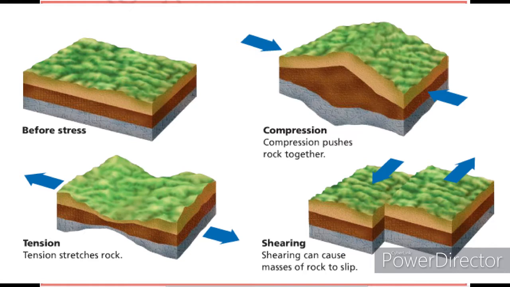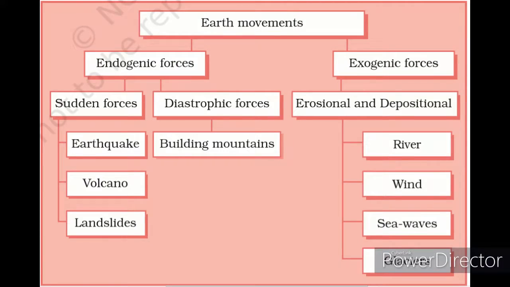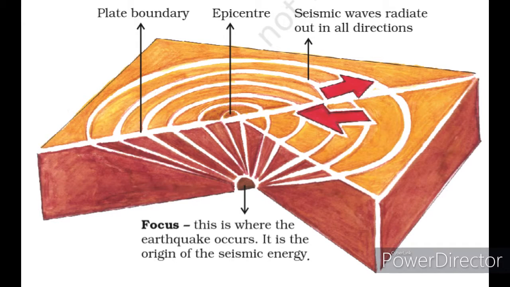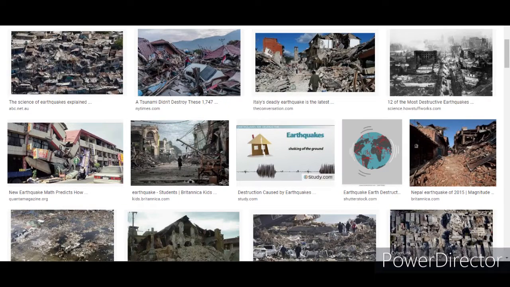Endogenic forces sometimes produce sudden movements, at other times produce slow movements. The sudden movements like earthquakes and volcanic eruptions cause mass destruction over the surface of the earth.